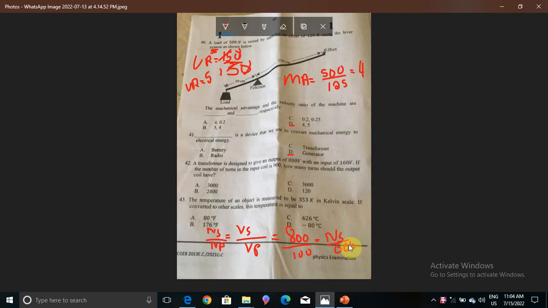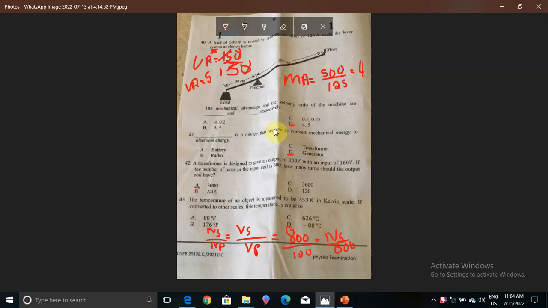Now what we'll do, first of all, we'll multiply, or we can crisscross. After crisscrossing, you will get 3000. Why? Because it will be 480,000 over 16. Here by 3, here by 1, and here by 3, so that means it will be 3000. So the correct answer for question number 42 is A.